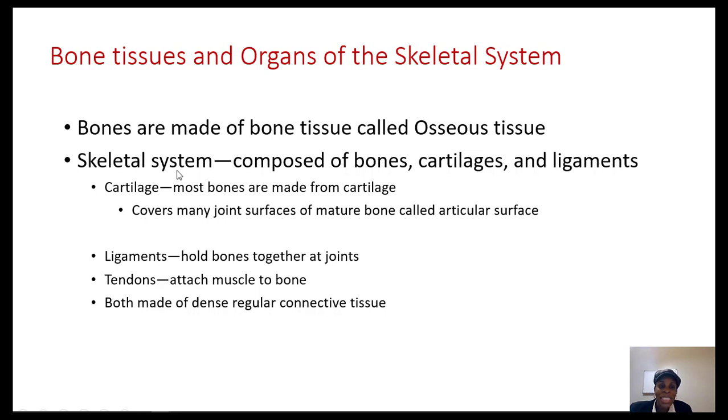So besides bones, cartilages and ligaments are part of the skeletal system. Now, ligaments are made of connective tissues. What type? Dense regular connective tissue, just like tendon. But tendons are not part of the skeletal system. They're part of the muscular system, because tendons attach muscle to bone and ligaments attach bone to bone.